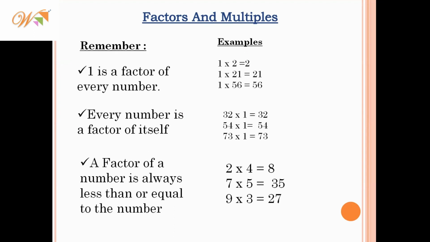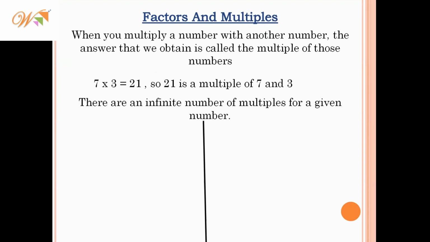Now, when you multiply a number with another number, the answer that we obtain is called a multiple of those numbers, right? So, for example, 7 times 3 is equal to 21. So 21 is a multiple of 7 and 3. If I multiply 7 with 3, I get 21. If I multiply 8 with 3, I get 24. If I multiply 9 with 3, I get 27. So there can be many multiples of any factor.